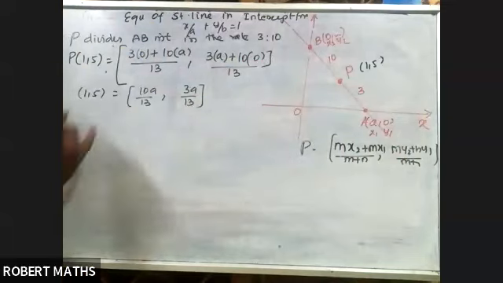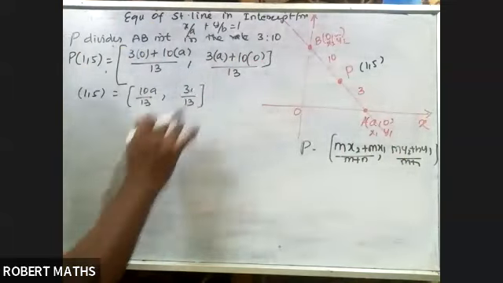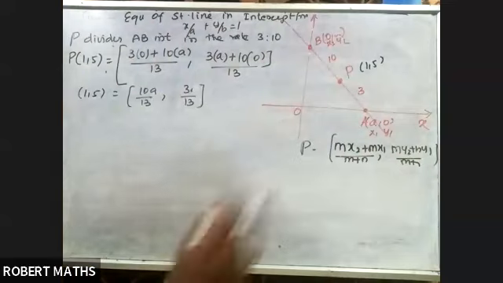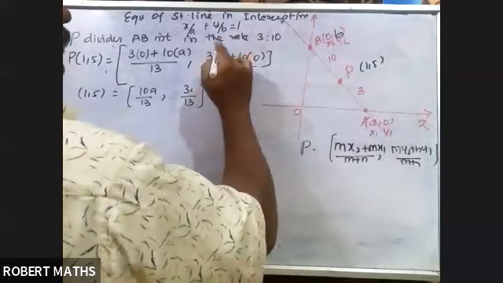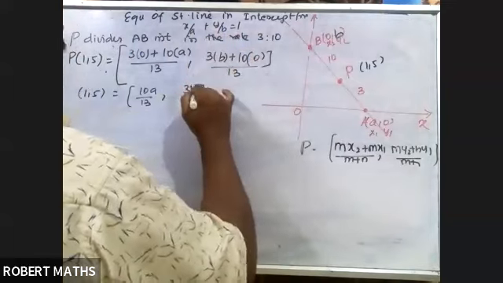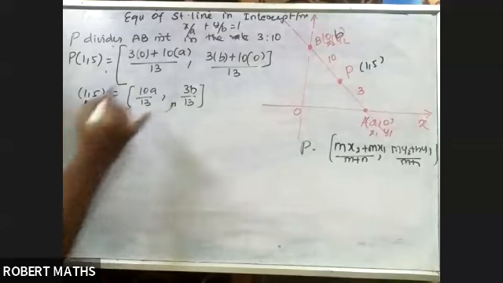From this, I can find the value of a and the value of b. Sorry, it is not a for both, it should be b for you. I wrote it wrongly, it is 0 comma b. So therefore this is called b. Thank you, b. Now you can compare. This is the x coordinate, this is the y coordinate.